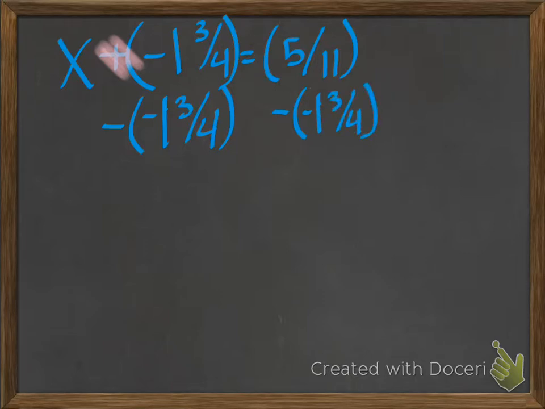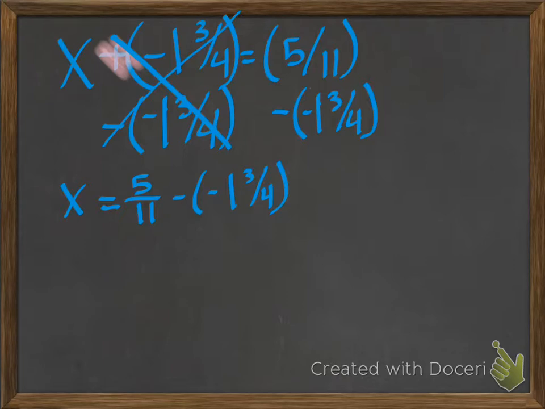So these guys on the left cancel each other out because I have plus negative 1 3/4 and then minus negative 1 3/4. It doesn't matter that they're negative because I'm adding and subtracting the same number. So those cancel out, so what do I have left over? I get x is equal to 5/11 minus negative 1 3/4. So now this is just a combining fractions problem. So let's change the minus and negative to add a positive. So x equals 5/11 plus positive 1 3/4.